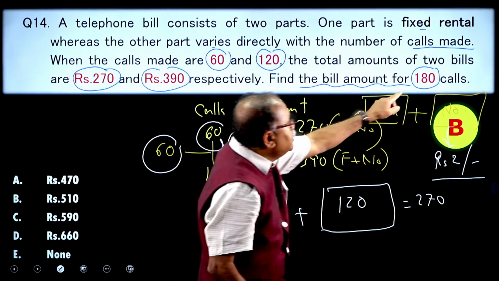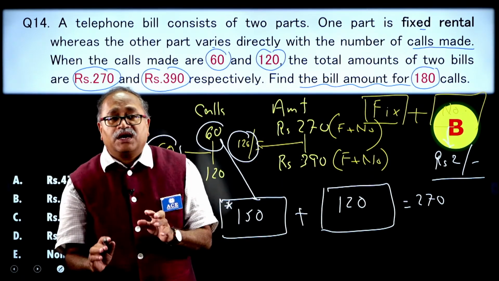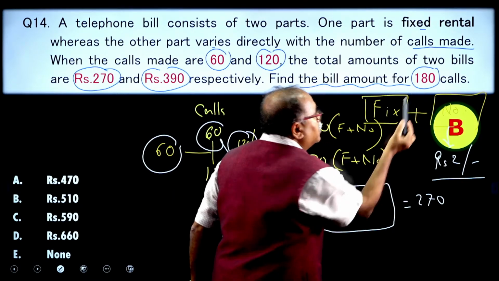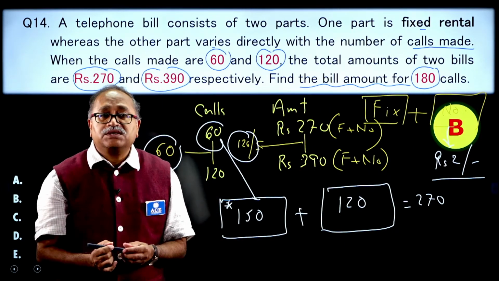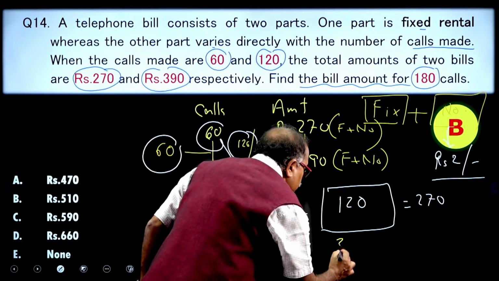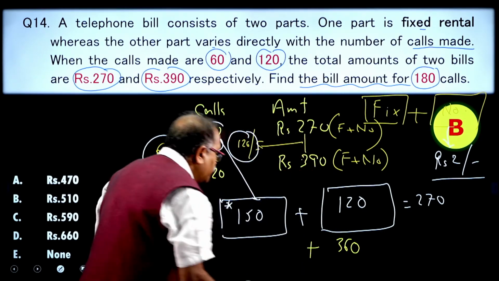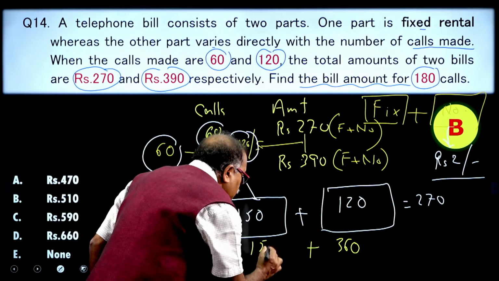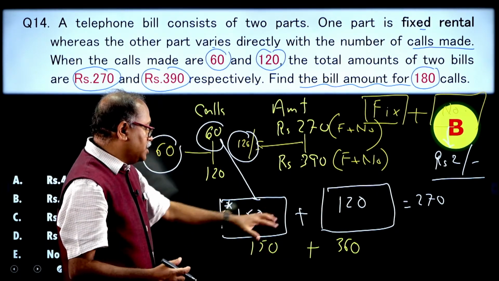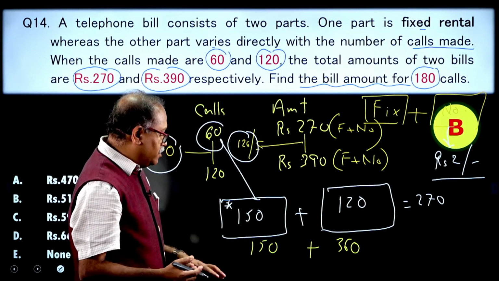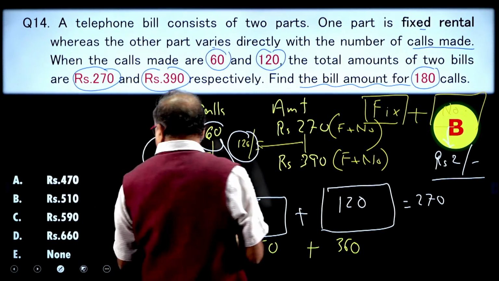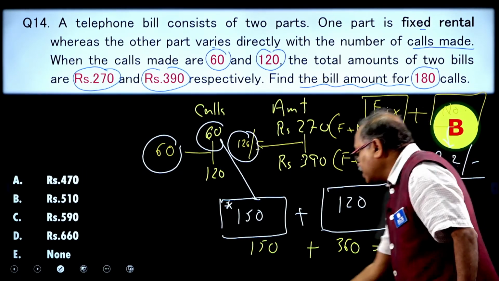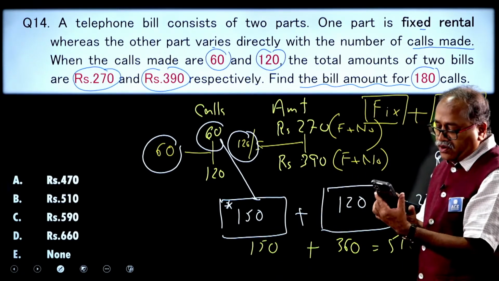For 180 calls I need, and what is the number of calls expenditure? 2 into 180, that is 360. Okay. So, this is 360 and the fixed call will be there as 150. So, the total will be 510, not 5100. Okay.